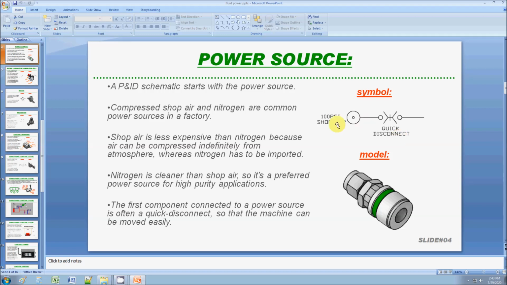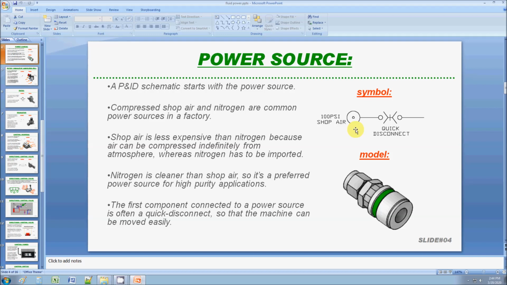You have shop air. A lot of times you have nitrogen. You have argon gas if you're welding. You have deionized water. Okay, you have many more lines. So in my experience, I usually start with shop air. The reason for that is because there's a lot of it. It's abundant. Okay, you don't need to bring a truck to refill it.